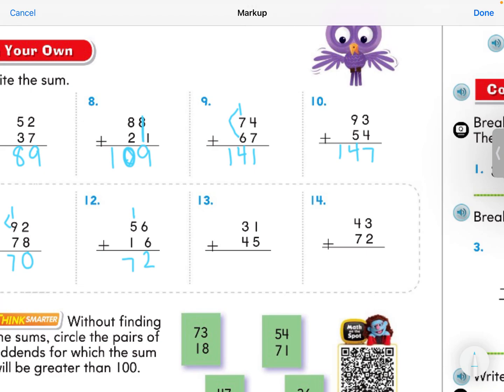Number 13, 31 plus 45. I'm going to add my ones together. 1 plus 5 is 6. 30 plus 40, 70.